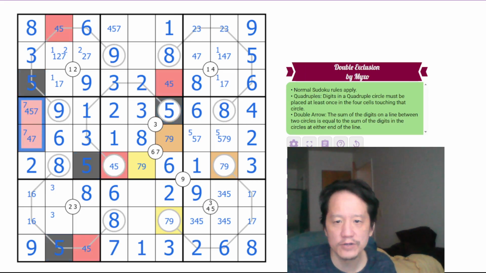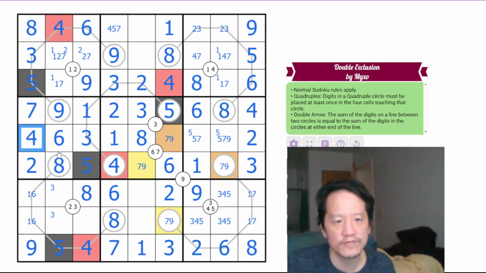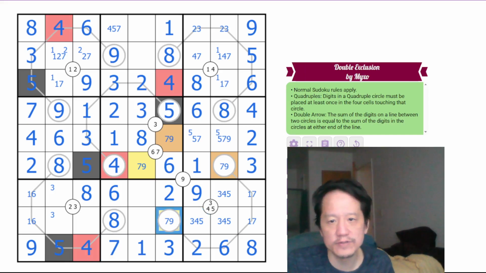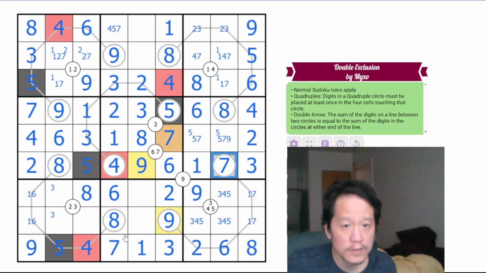Well, we don't know which one that is, so these are all 4s. This 4 and 5 eliminates 4 and 5 from that cell, so this must be 7. This has to be 4. This 7 means this can't be 7, so this is 9, which makes this a 7, which makes that 9, which makes that a 7. This 7 eliminates that 7. It can't be 4. This must be 5 then.